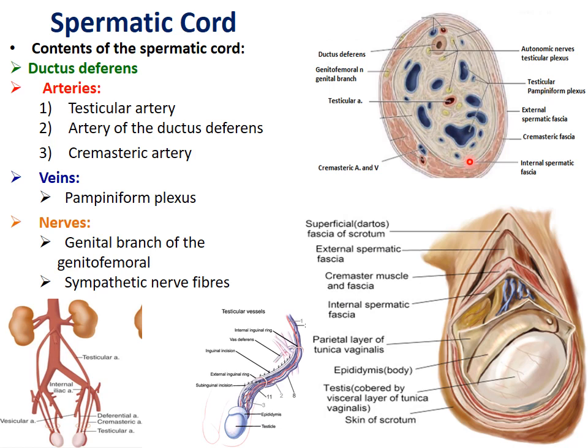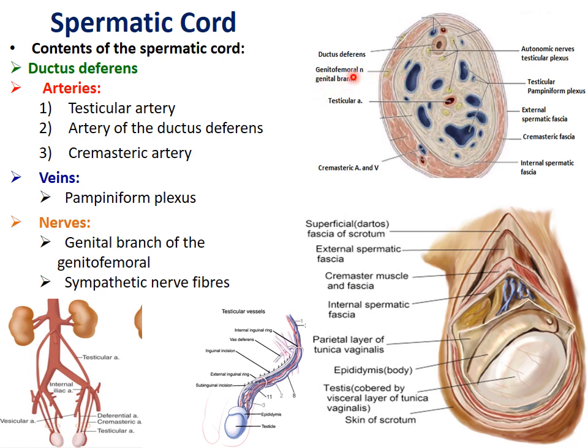Then we have got the coverings of the spermatic cord. So this is the cut section of the spermatic cord. Nerves: genital branch of the genitofemoral and sympathetic nerves. In the nerves, you can find autonomic nerves of the testicular nerve. So autonomic nerves are there, and there is the genitofemoral nerve.